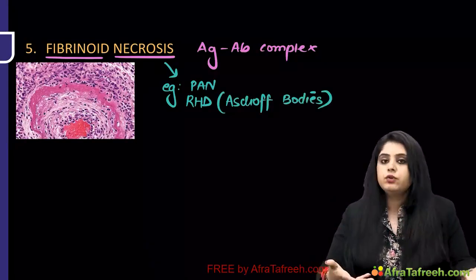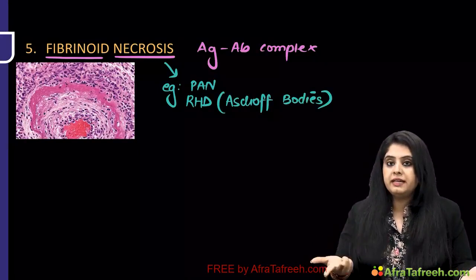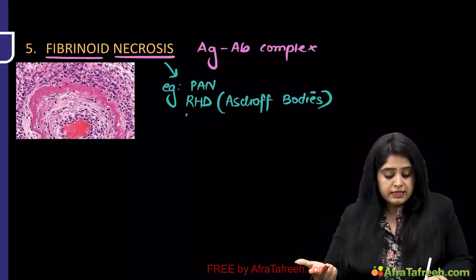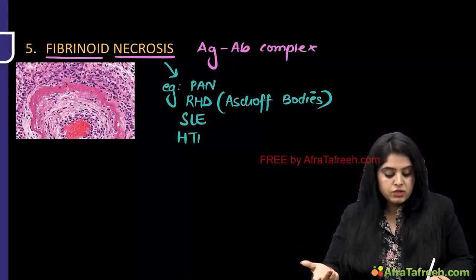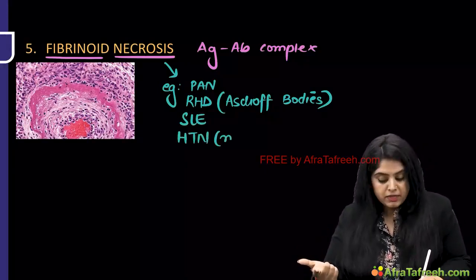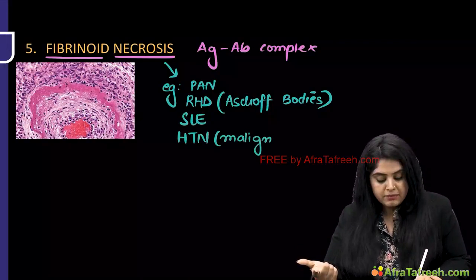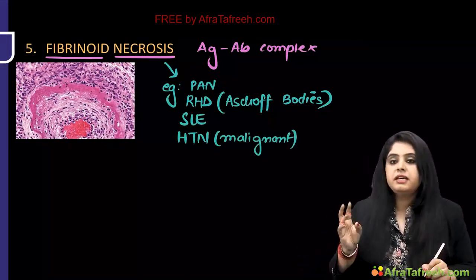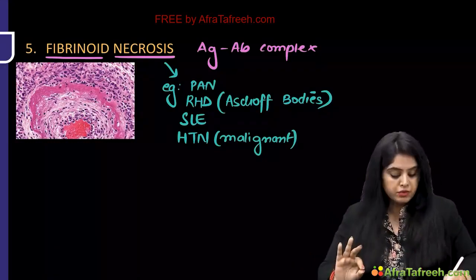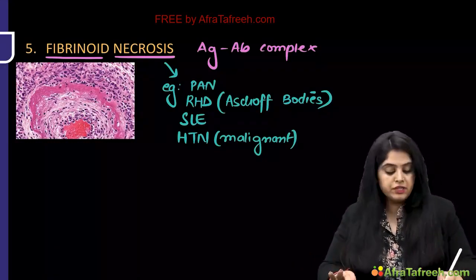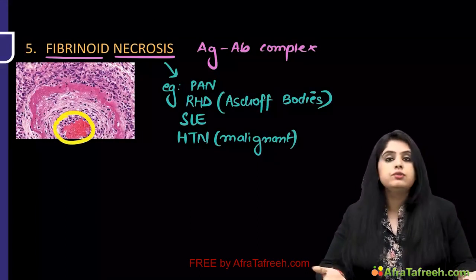So they indirectly show you fibrinoid necrosis. So PAN, RHD, then you have an autoimmune disorder called SLE, then you have hypertension written as HTN, but which hypertension? It is usually malignant hypertension. So all these PAN, SLE, RHD, HTN, all these three letter things are going to show you fibrinoid necrosis. And the picture seen over here, if you know the organ, you know the disease.